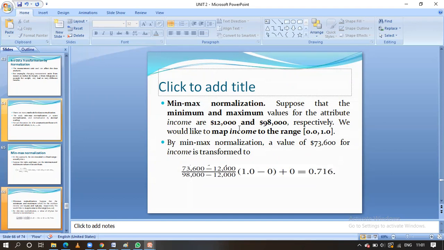In this way we are going to scale the value to new ranges, guys. Understand, guys? Clear? Hope you have understood this one.